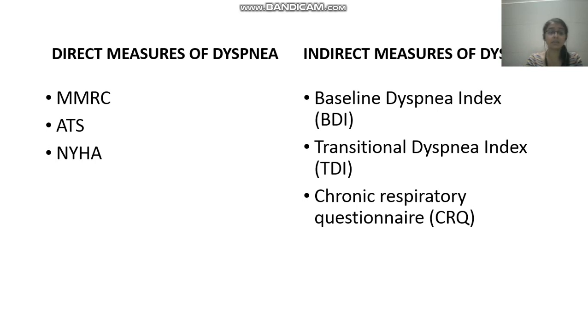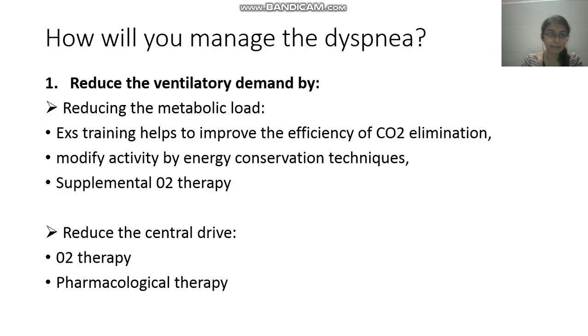Then you can see if the grade has reduced or increased, or even during your therapy session, you can check the prognosis. Indirect measures are the baseline dyspnea index, transitional dyspnea index, and chronic respiratory questionnaire. All these will help you to grade objectively the level of dyspnea and also help you to determine the prognosis.